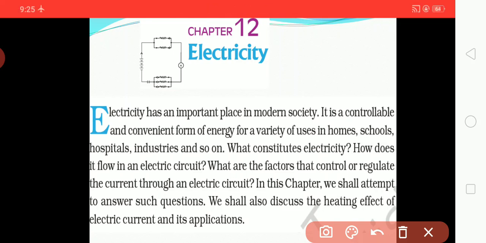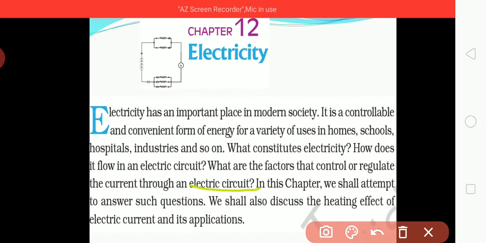What constitutes electricity? How does it flow in an electric current? What are the factors that control or regulate the current through an electric circuit? What are the characteristics of electricity? How is electricity passed in a circuit? All this we will study in this chapter.